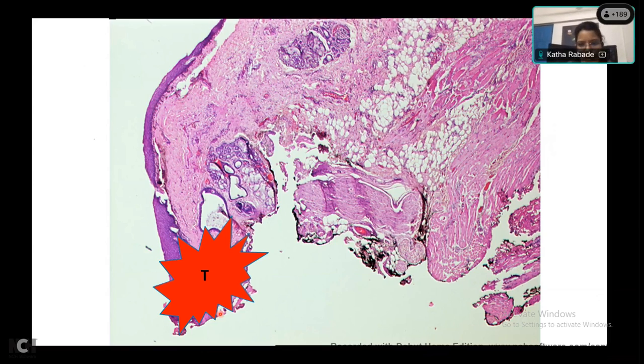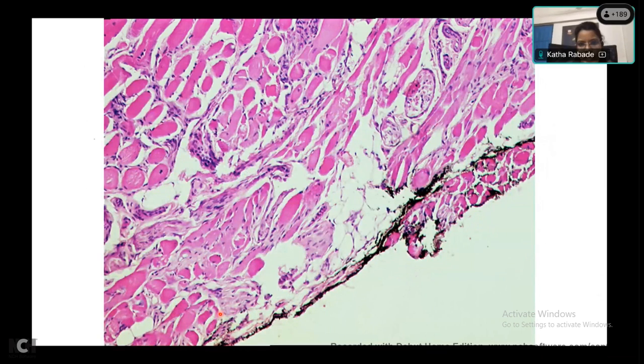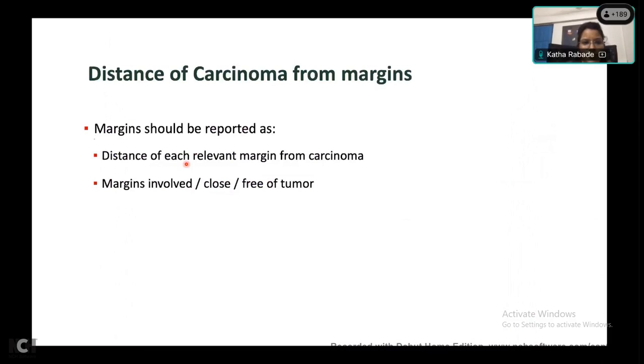This is a soft tissue margin. You can see skeletal muscle bundles here. So margins need to be given as involved, close or free. If they are close, the distance from the tumor is documented.